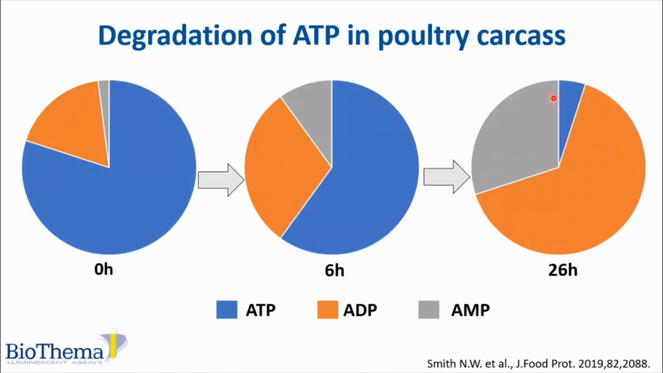And here you have what happens with ATP in poultry carcasses. At slaughter, the ATP is the major constituent, while after 6 hours it has decreased, and after 26 hours it's much less. Storing of food is also a normal process in food manufacturing.